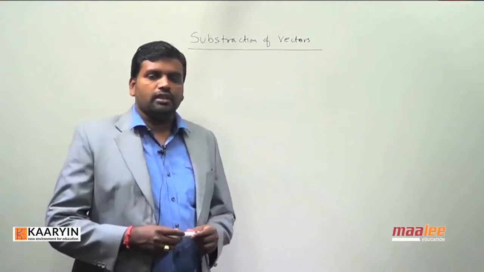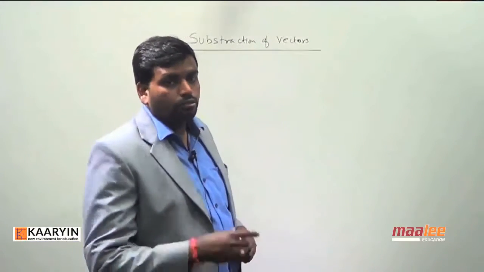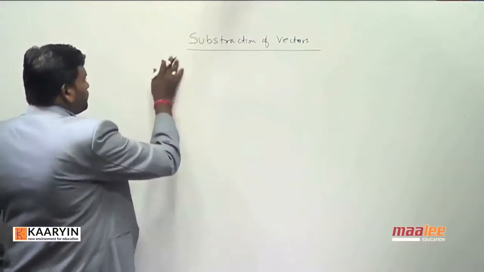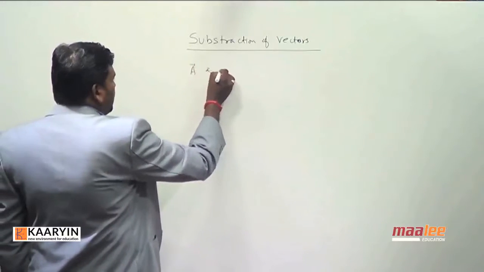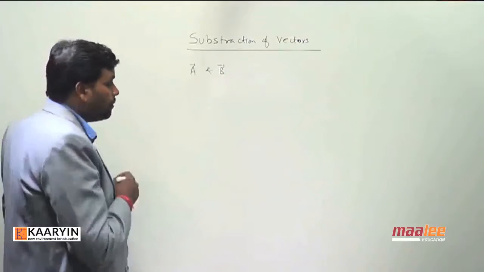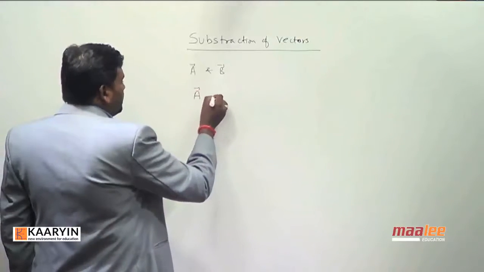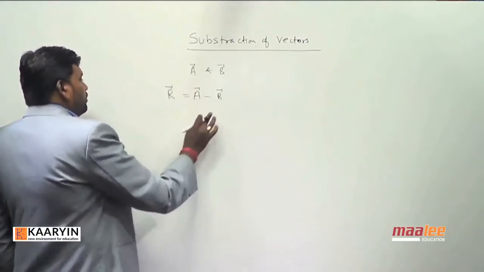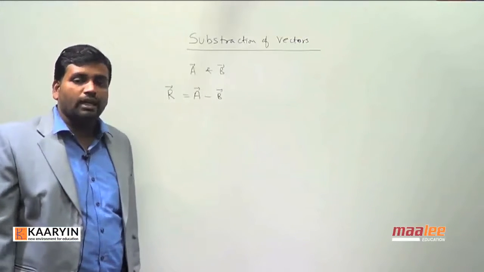So, we have finished addition of vectors, and now we are going to start how to subtract two vector quantities. Suppose two vector quantities are there, A and B. If I write like this, it is very clear that I am subtracting vector B from A, correct or not?